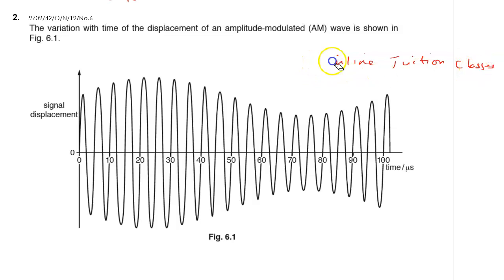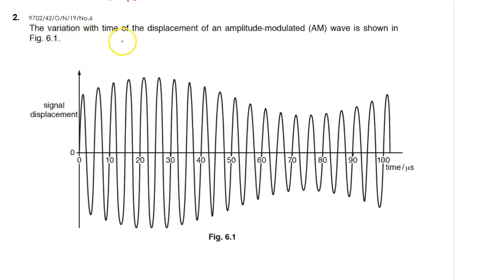Okay, then we will help each other. Great. Let's continue with number 2. Number 2 was set from paper 4-2, October, November. This was question number 6.